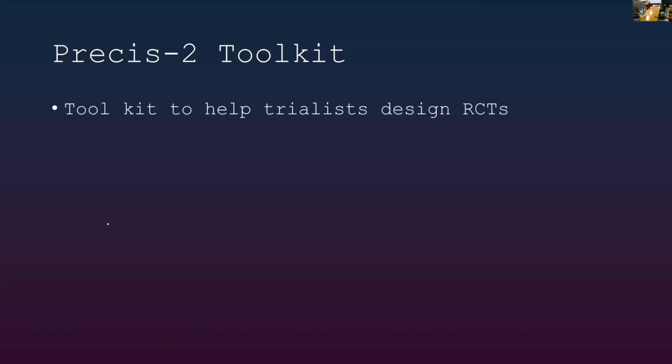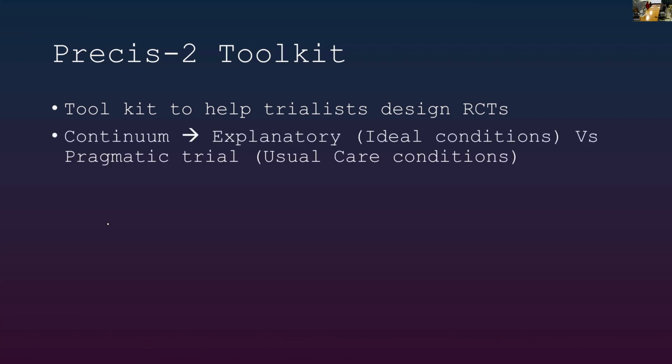So the PRECIS toolkit is one of the ways that we can help design a pragmatic trial. Even though we are using it now for critical appraisal, it's actually used for designing a pragmatic RCT. So it's not a binary. You should know that explanatory and pragmatic trials are not a binary thing. It's actually a continuum. So there are explanatory trials which have ideal situations and pragmatic trials which are the usual care standard.